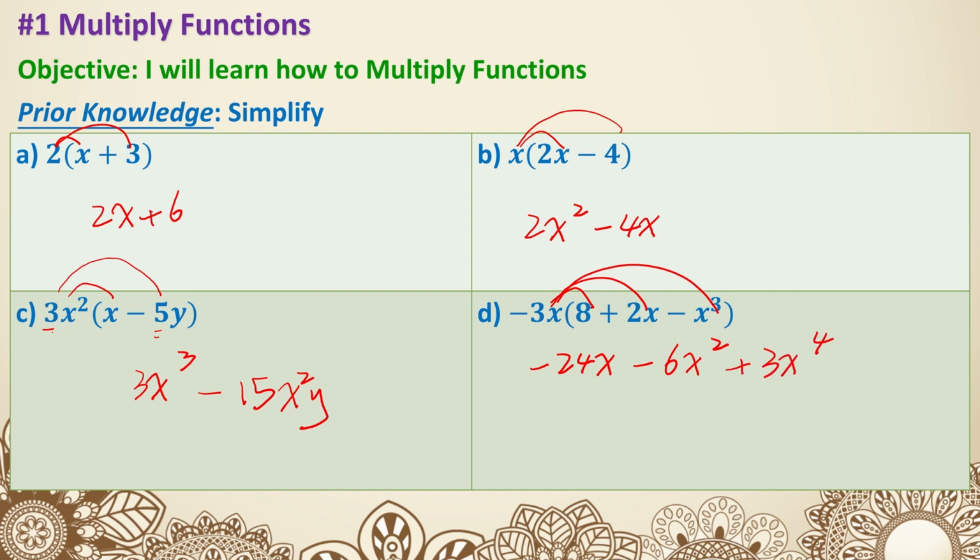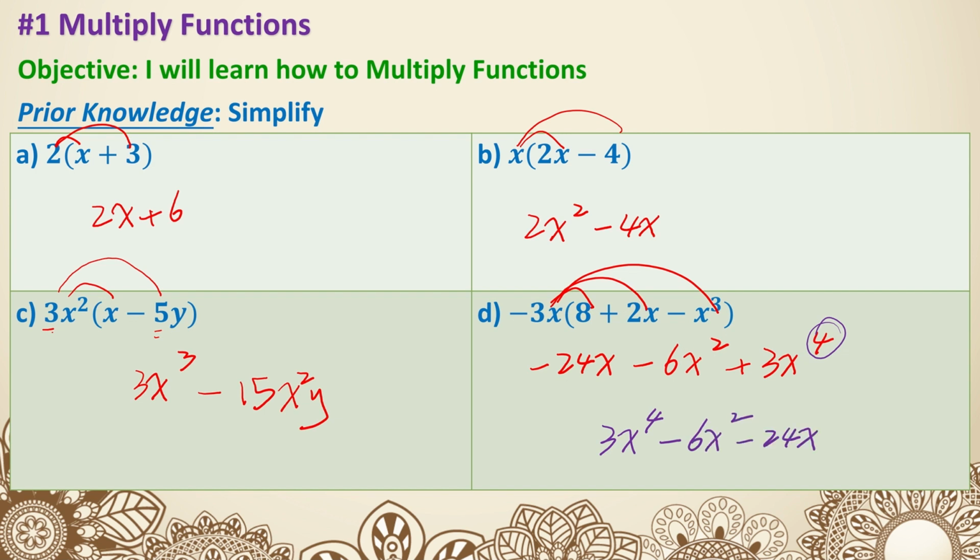But that's not fully done because we typically need to put our answer in standard form, which again means we need to put the exponents into descending order. So the highest exponent needs to be in the front. 3x to the fourth power minus 6x squared minus 24x.